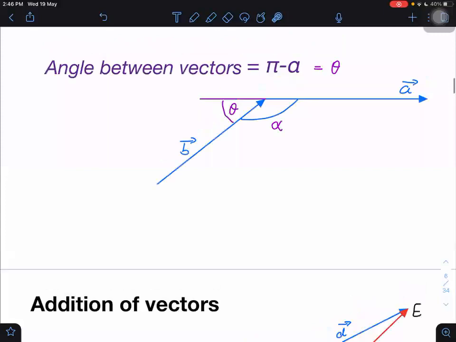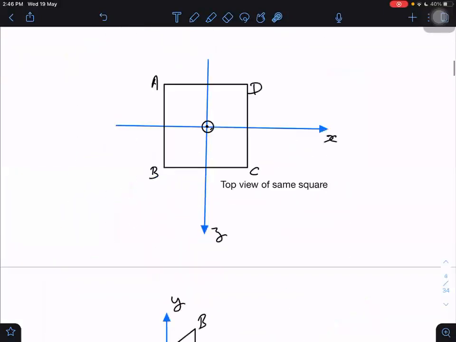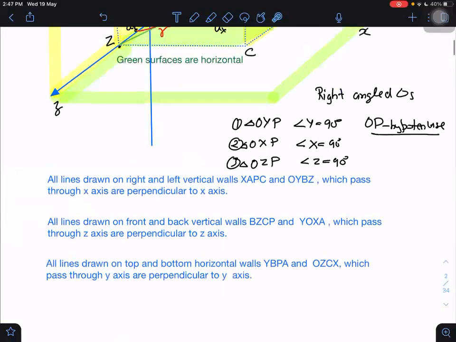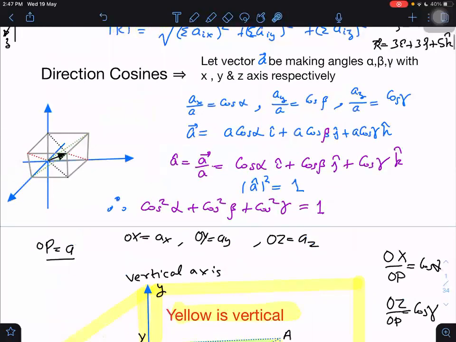Let me tell you one thing here again. Wait a second, I think I did not explain that here. I could have explained it here itself. See, direction cosines. These tell us the direction of the vector. What is A representing finally? We got AX upon A was equal to cos alpha, AY upon A was equal to cos beta, and AZ upon A was equal to cos gamma.